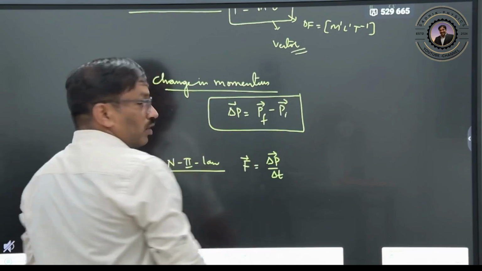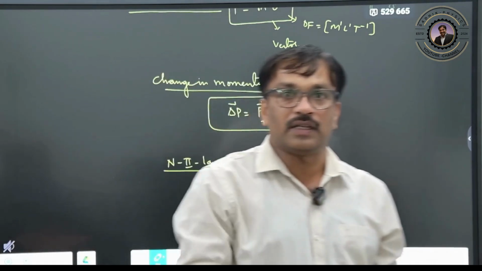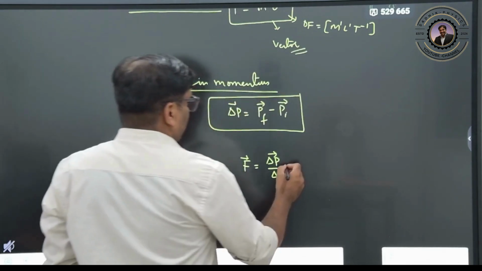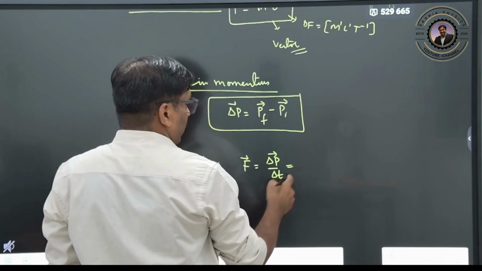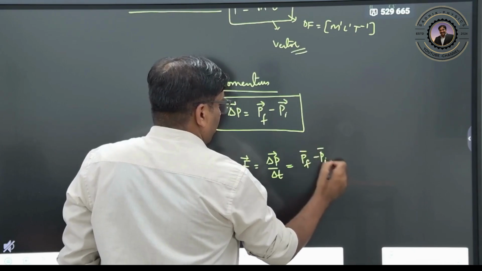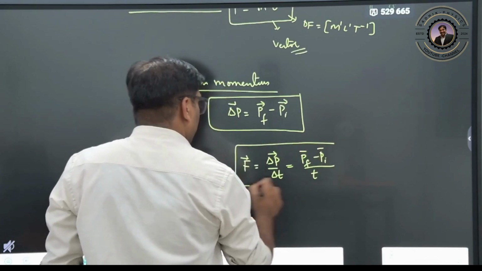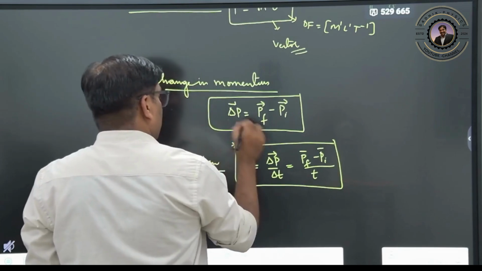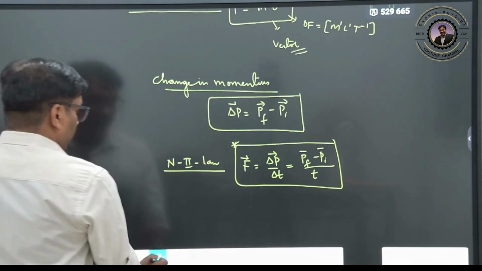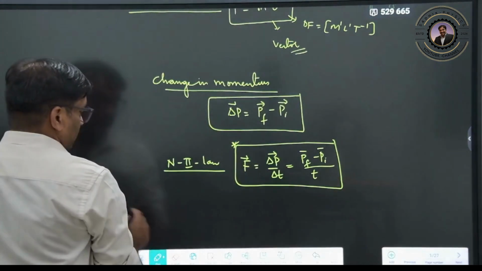So therefore, the force acting on this object is defined as the change in momentum by time. So change in momentum, final momentum minus initial momentum, divided by time, clear? This we already studied in Newton's laws, no? So here, now we will define impulse.